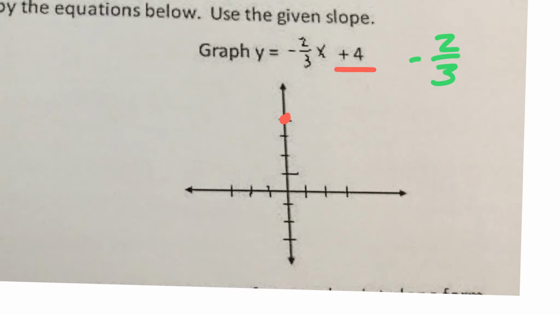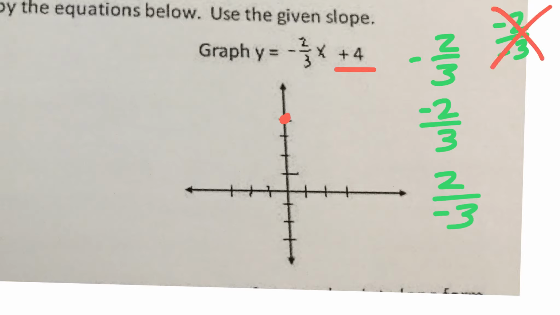Well, you've got options. You can either write that as negative 2 over 3, or you can write it as 2 over negative 3. What you can't do is write it as negative 2 over negative 3, because a negative over a negative is positive, and so that changes the slope.